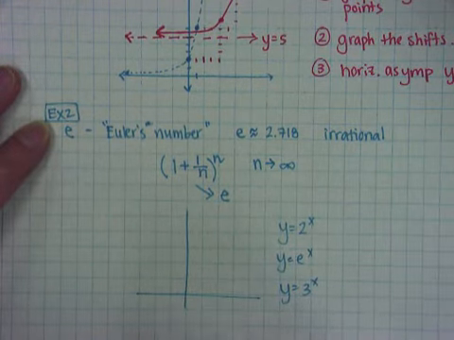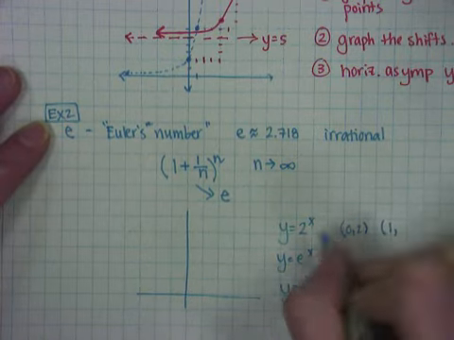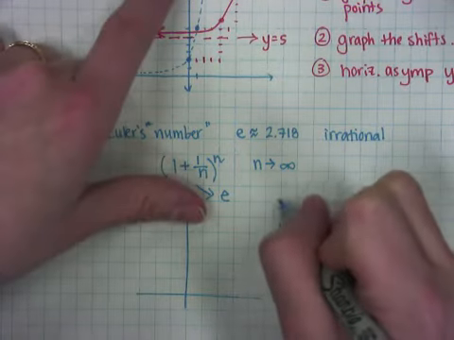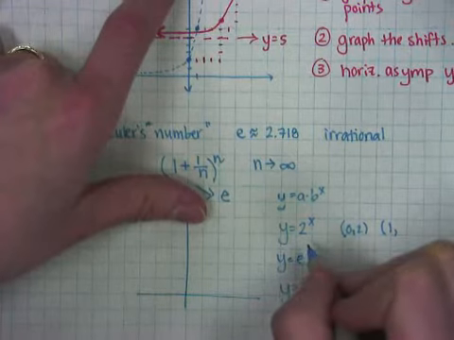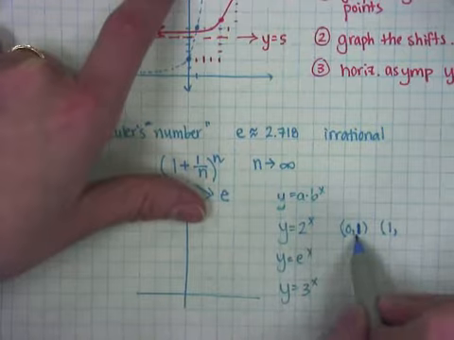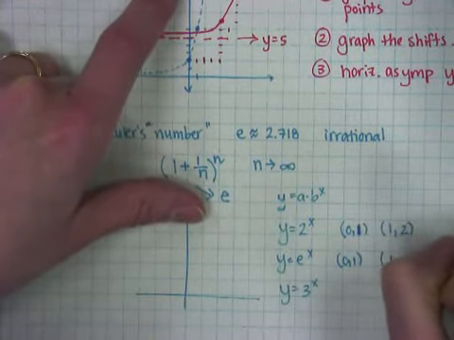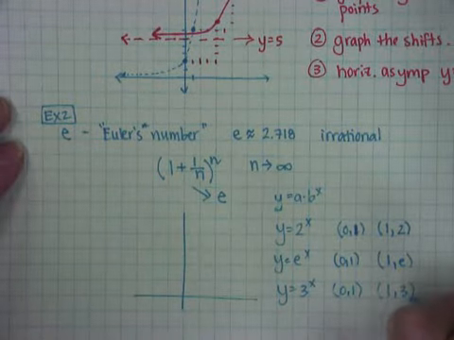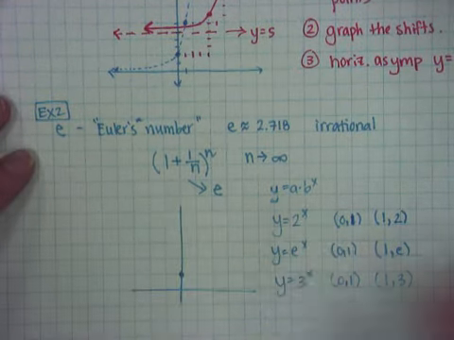Now we can do this like we did with our key points. y equals a times b to the x, so the key points are 0, a and 1, ab. Sorry, the a should be a 1, because 2 to the 0 is 1. So I'd have 0, 1 and 1, ab for each of them. When I graph these, I go over 0 up 1 for all of them.